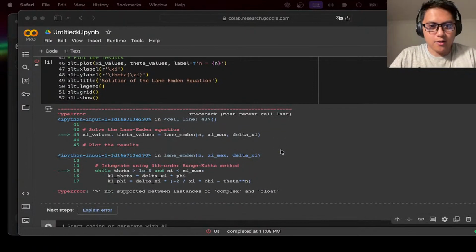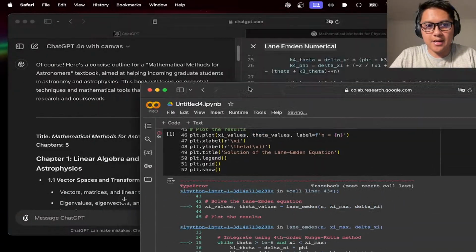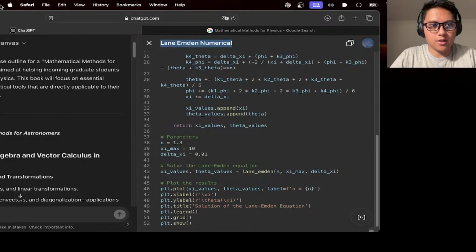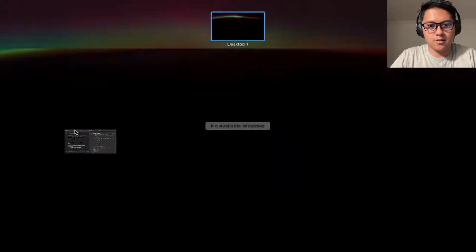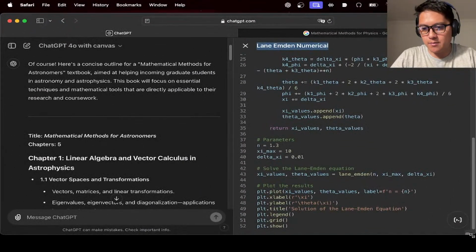Boom. We got an error here. Alright, I guess we gotta go to Canvas here. What line was that? That was on line... let's see if I can just make it... Sorry, I guess I can't just split this up.